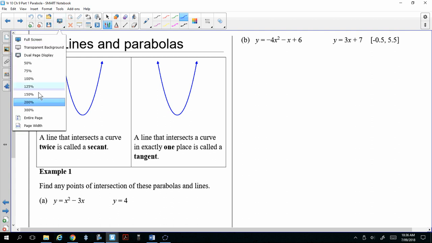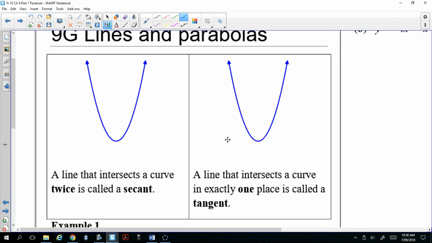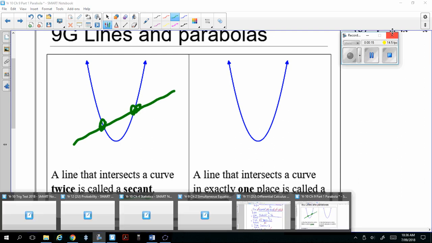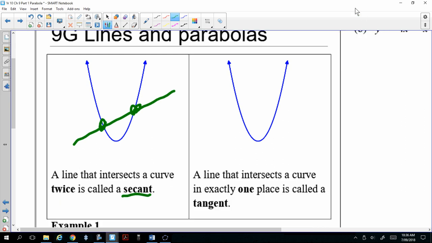So exercise 9G. There are two cases where a line can intersect the graph. If it intersects twice, let's do it in green pen, we call that a secant. If it crosses twice. What if it touches at one point? We call that a tangent. Okay, tangent.